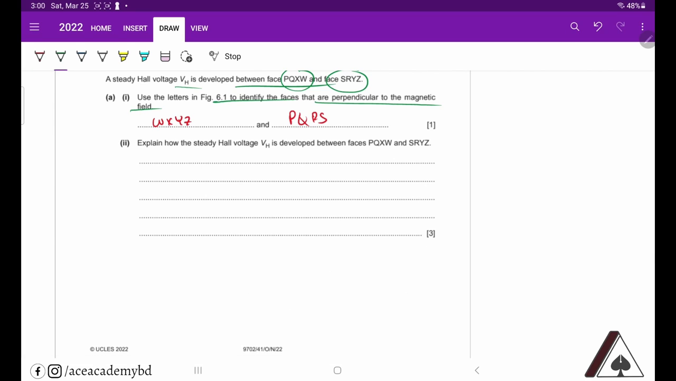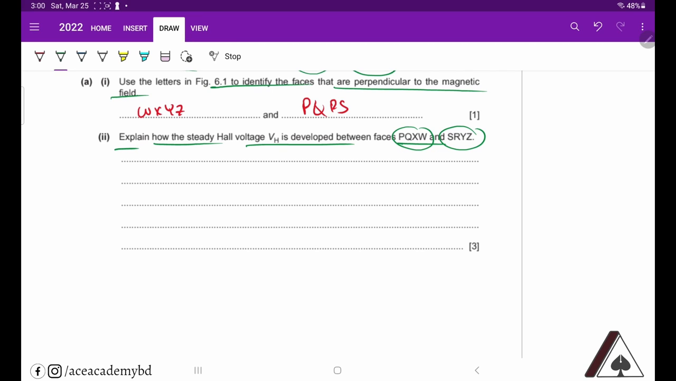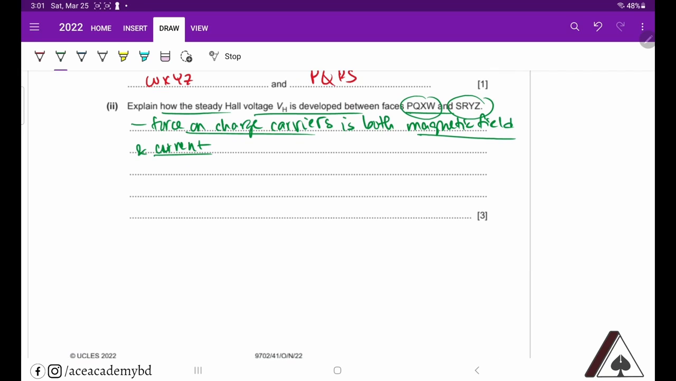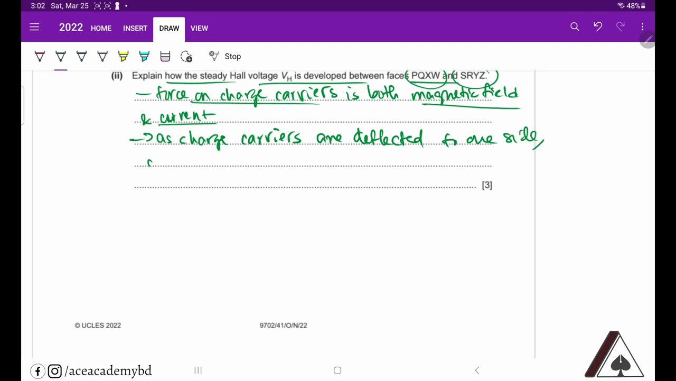Now, the second question is to explain why the steady Hall voltage VH is developed between the faces PQXY and SRYZ. So we know that the magnetic field goes up or down and current goes this way. So these are perpendicular. Also, the force is perpendicular to the magnetic field and current. Okay, so this has to be maintained for them to develop a Hall voltage. And now we can say that as charge carriers move to one side, an electric field is set up.